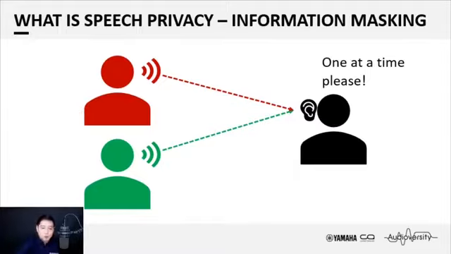So let's say now we have two, and then a third person and a fourth person. The more different conversations, the harder it is to concentrate on just one person. Imagine all of them at the same level. This is called information masking. The listener will be able to hear the green guy's voice and the red guy's voice, but maybe not the information.